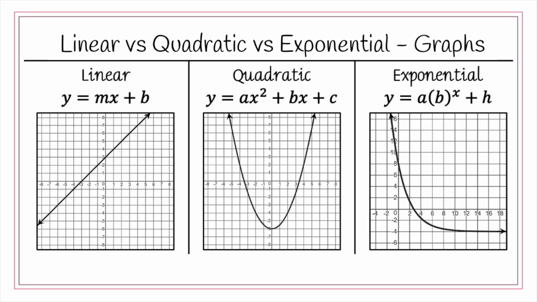It looks very similar to what we talked about when we learned polynomials. So we've got y equals ax squared plus bx plus c, and that's going to make a U-shaped graph, or better known as a parabola.